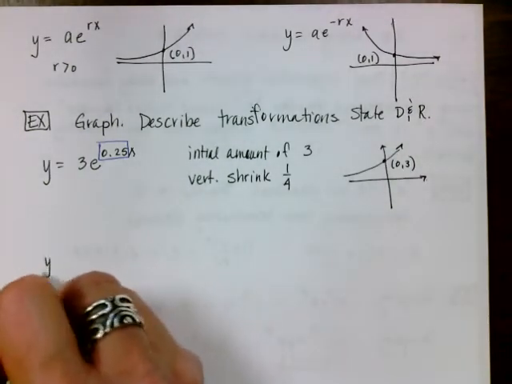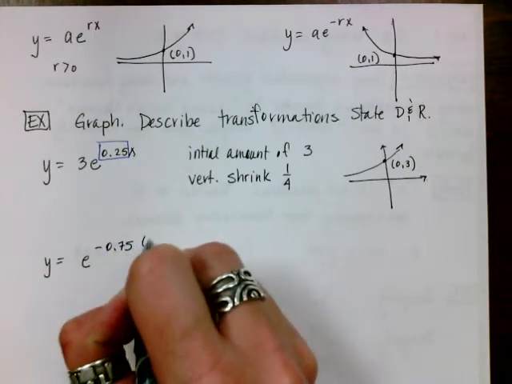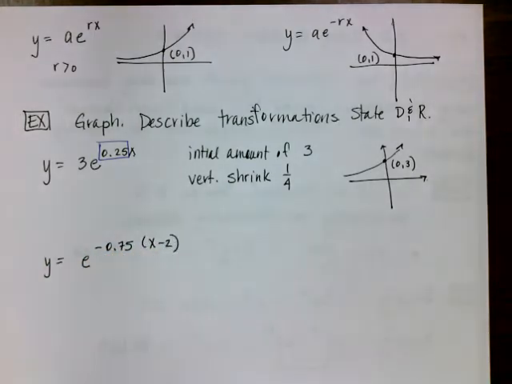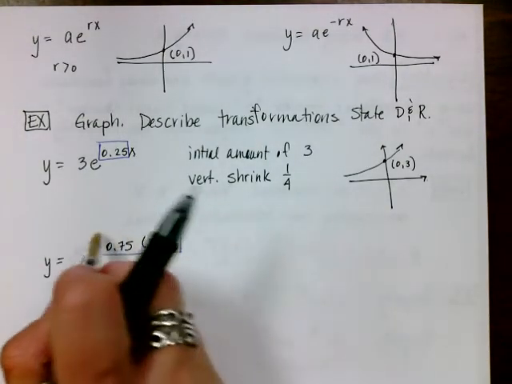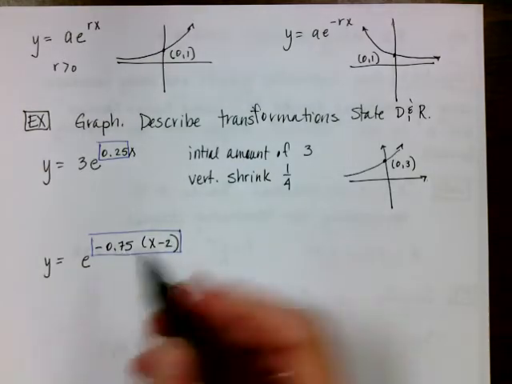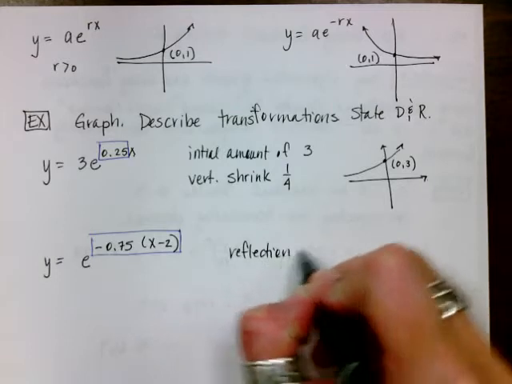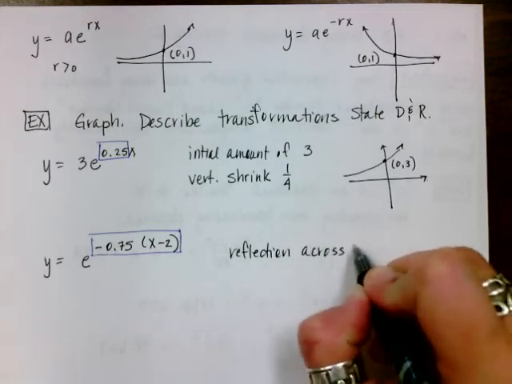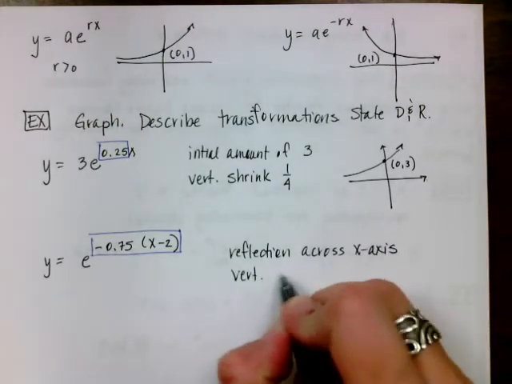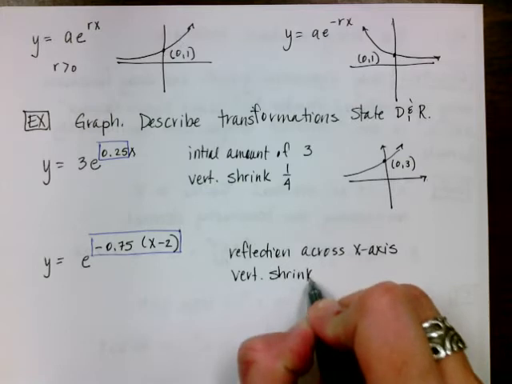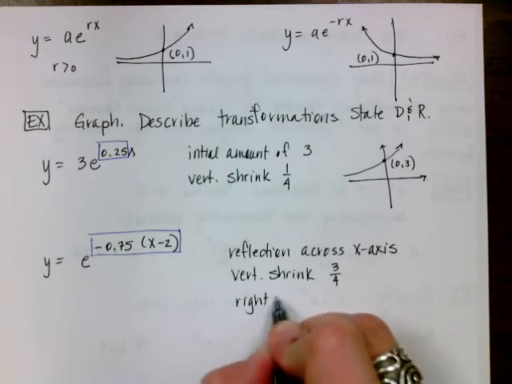Alrighty, the next equation, y equals e to the negative 0.75 times the quantity x minus 2. Alright, so now again I'm focusing on what happens right here with the x. So this is going to be a reflection across the x-axis, and then I'm going to have a vertical shrink of 3/4, and then I'm going to move right 2.